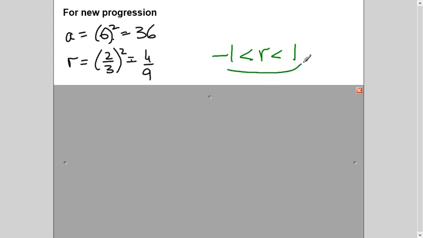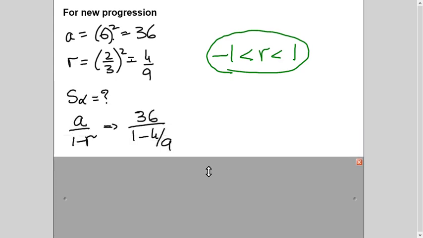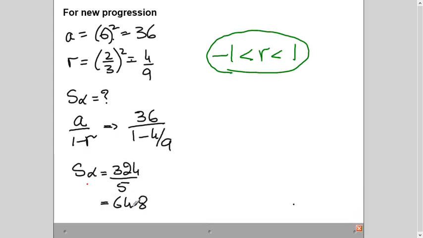This condition must be met if you are finding the sum to infinity. The reason I have explained in my introduction video, you can find the link below. Okay, so now I'm applying the formula for the sum to infinity, A over 1 minus R, plugging in the values and simply solving it. So this is giving me the answer for the sum to infinity, which is 64.8.